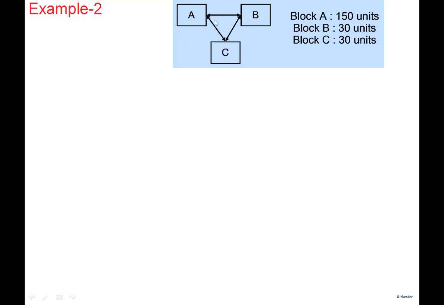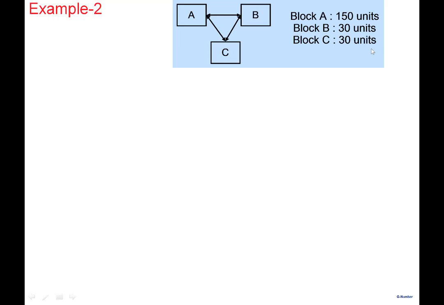So suppose you have these blocks here, A, B, and C. Three blocks are there. This is a logical diagram, not a physical one, showing that block A is connected to block B through some wires, block B is connected to block C through wires, and block A is connected to block C through wires. Based on the complexity of A, B, and C, you know that the area complexity of A is about 150 units in terms of gates, and let's say B is some 30 units, C is some 30 units here.